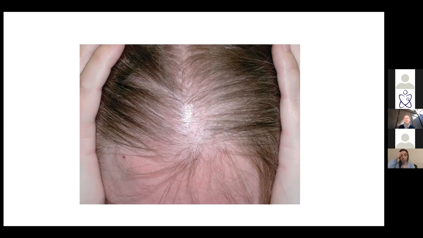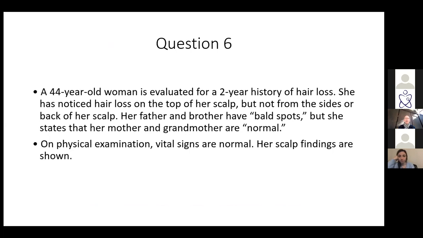But this is all you get. So you've got to make the best choice you can. And I think you managed to. The family history is pretty vague, as it often is.